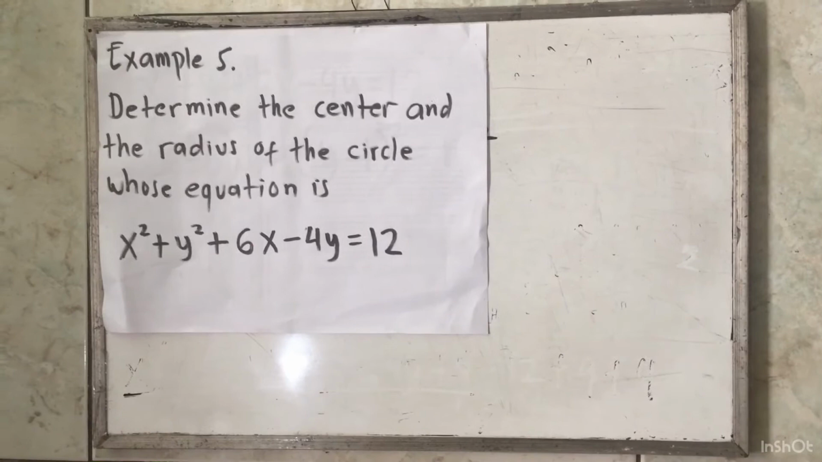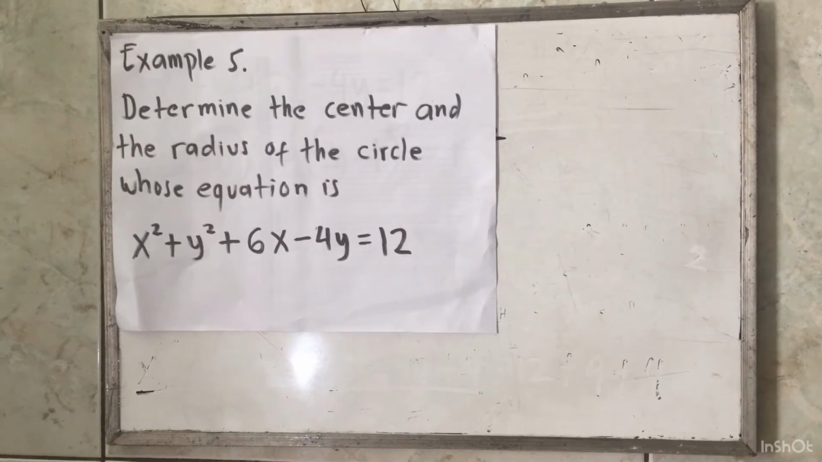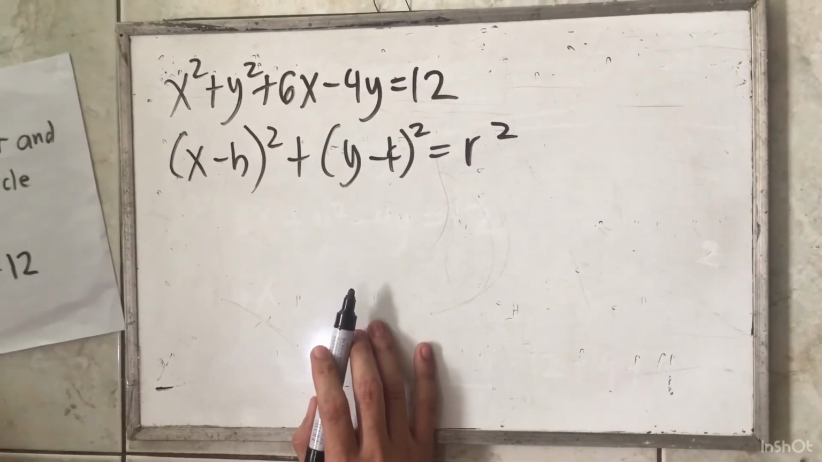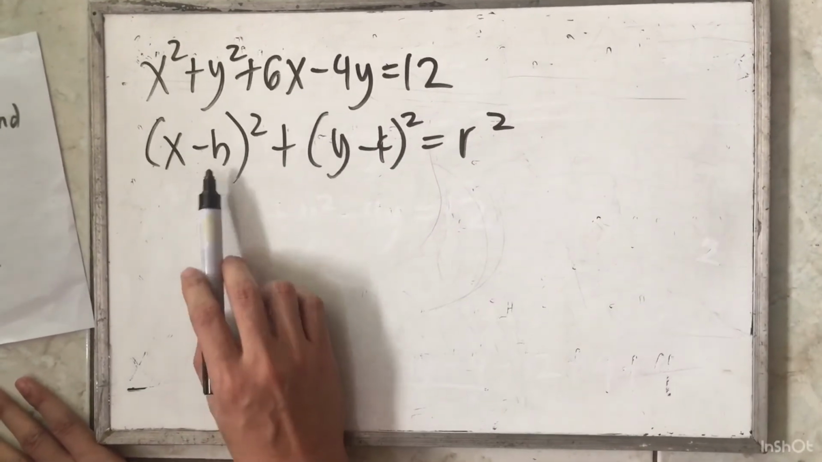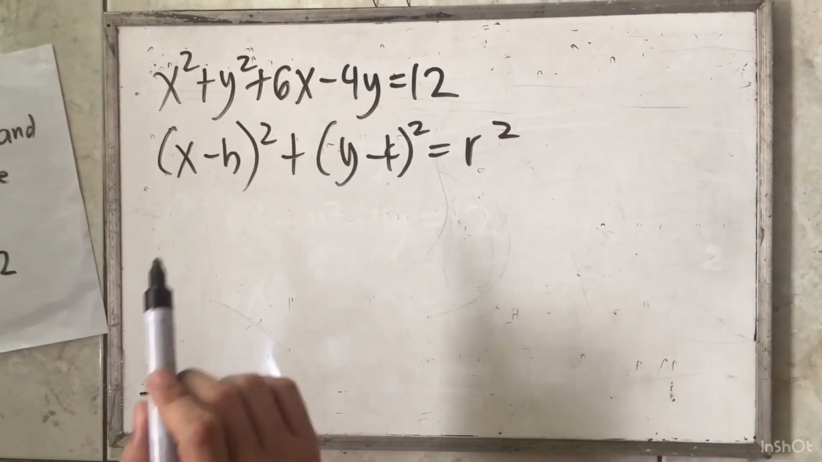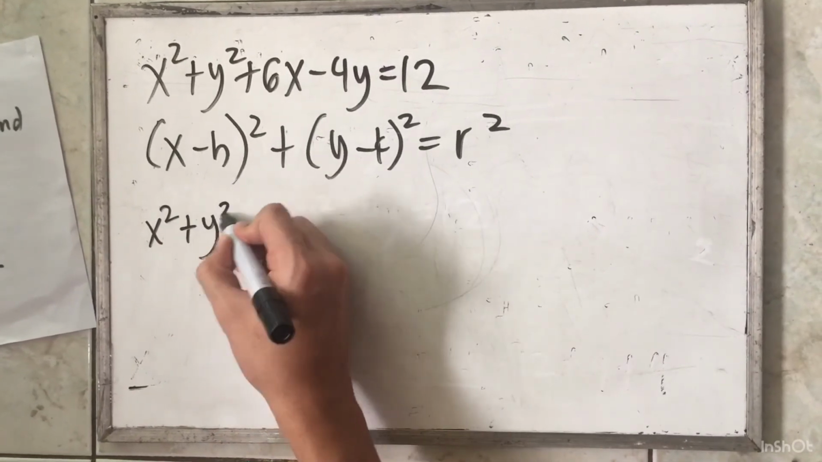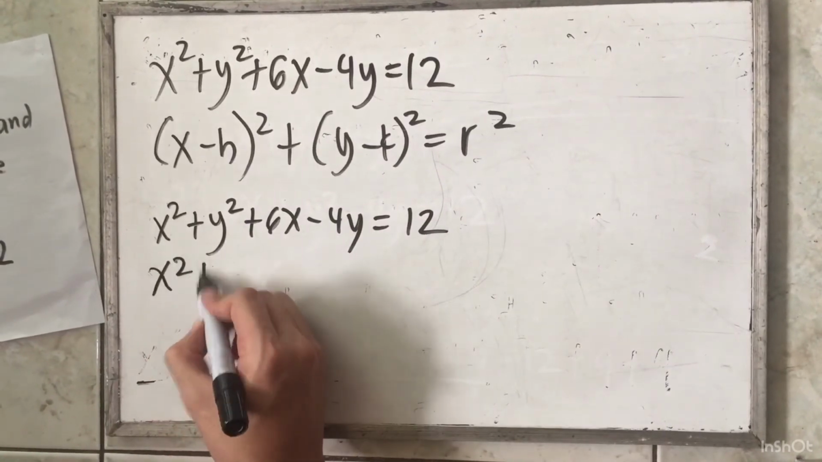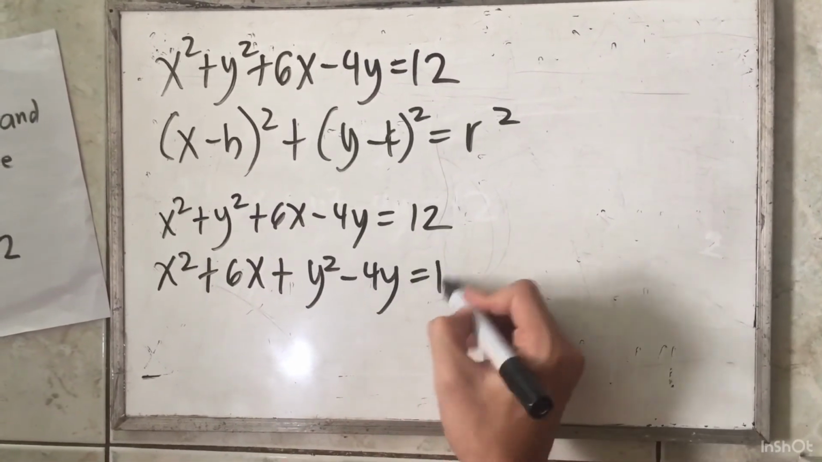Last example: determine the center and the radius of the circle whose equation is x² + y² + 6x - 4y = 12. This equation is written in general form. To determine the center and the radius, we have to transform it into standard form, that is (x - h)² + (y - k)² = r². So first, arrange the equation to become x² + 6x + y² - 4y = 12.